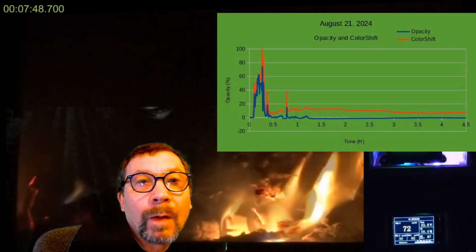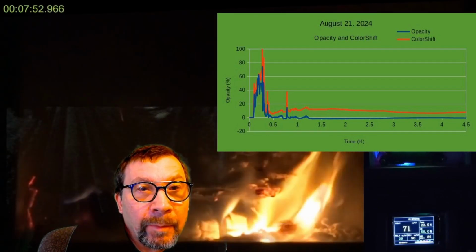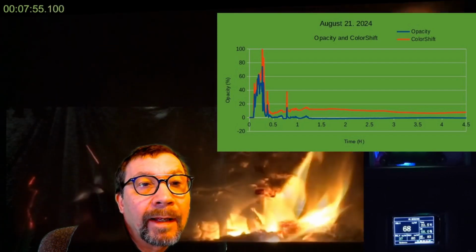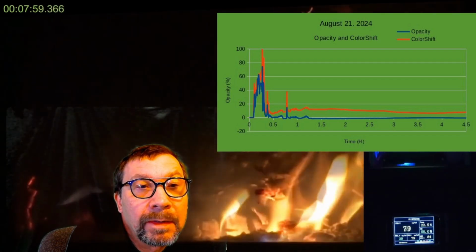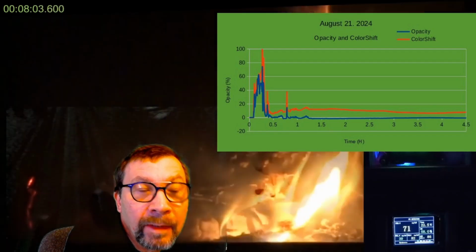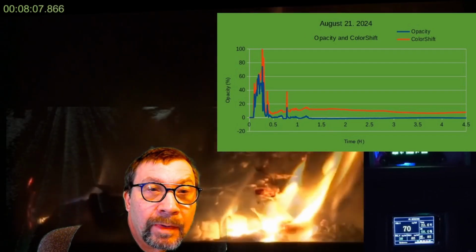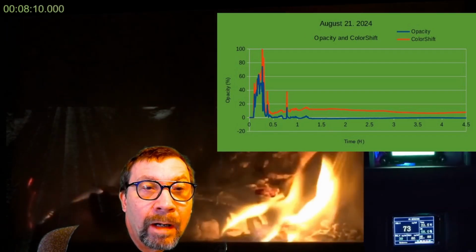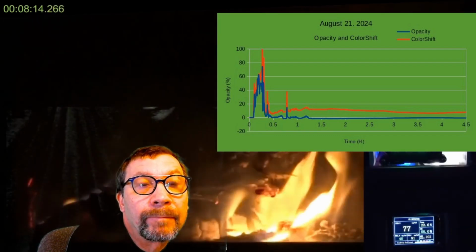This is the opacity and color shift chart from this testing, and we did exceed 20% for 20 minutes or so, and that's legal. We got significant color shift, and we have color shift the entire time we're putting hot air out the chimney, and I think that's interesting.